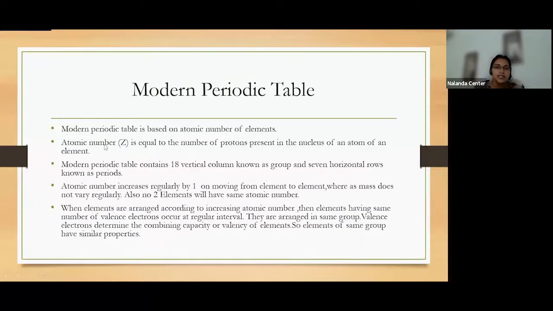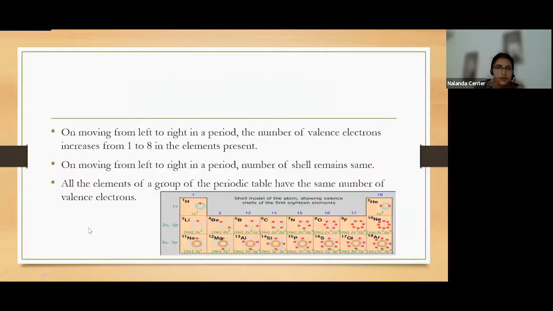Okay, so this is the thing. Now coming to these things we have discovered: on moving from left to right, what happens to the valence electrons? What is meant by valence electron? Valence electrons are the number of electrons in the outermost shell. The number of electrons in the outermost shell is known as the valence electrons.